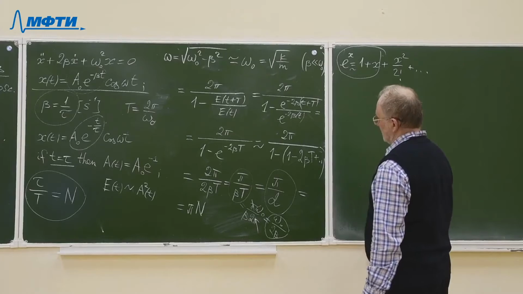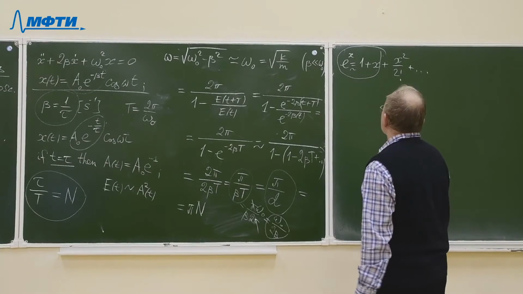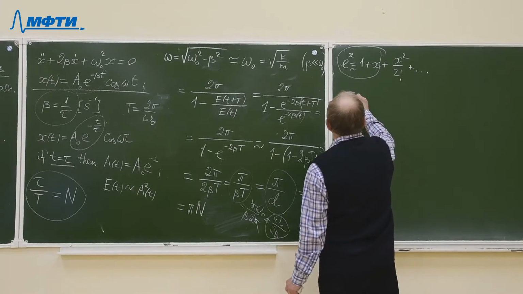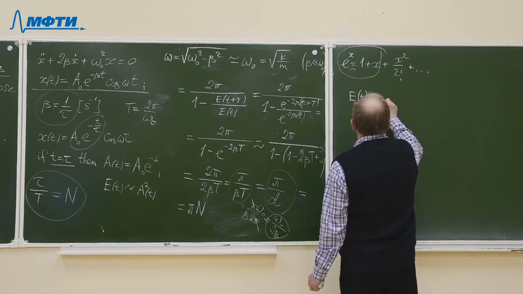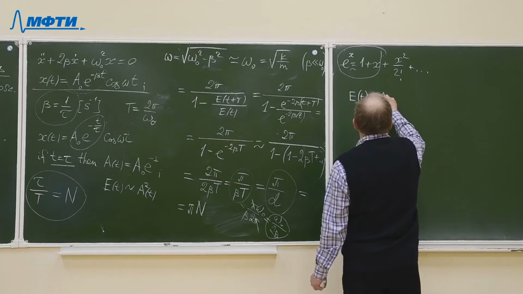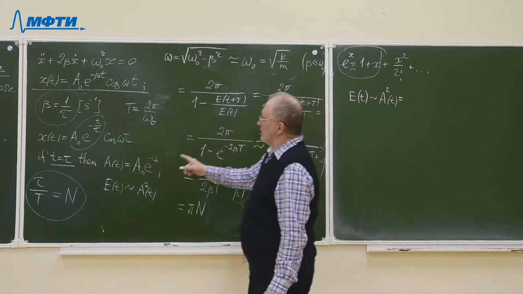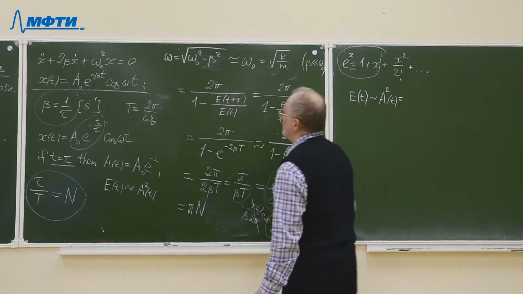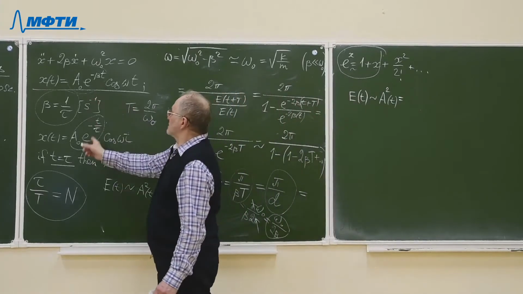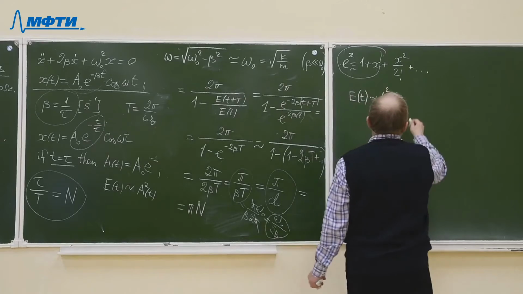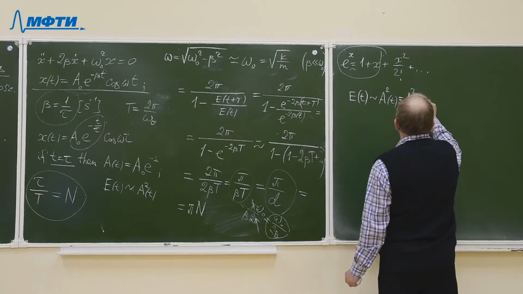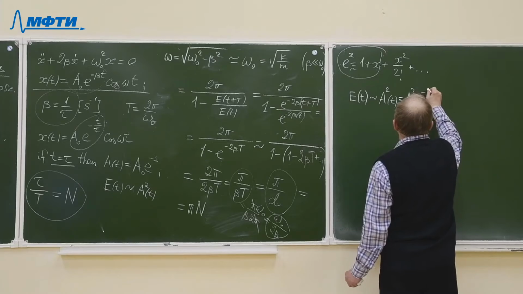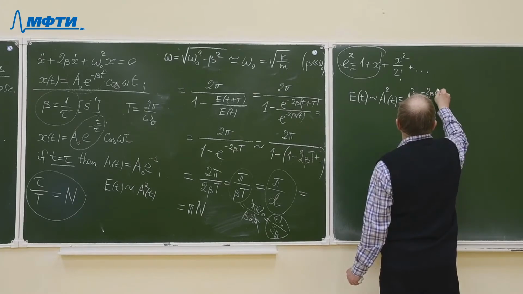Let's consider the energy of oscillations as a function of time. The energy is proportional to the amplitude squared. And the amplitude is given by this formula or by this formula. It doesn't matter, it's all the same. So the amplitude squared will be A0 squared e to the minus 2 beta t.